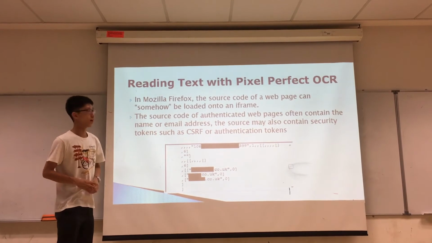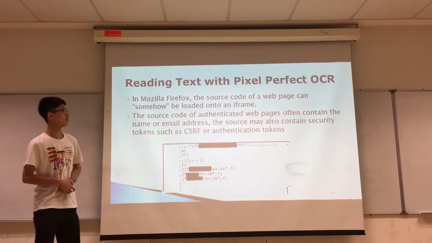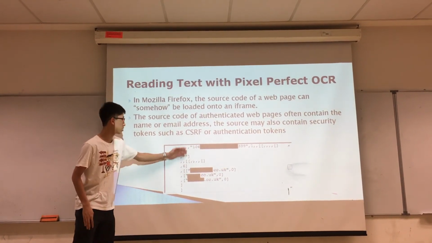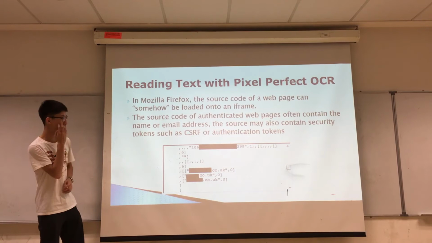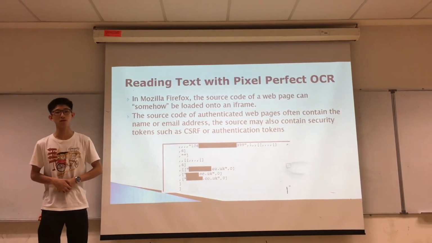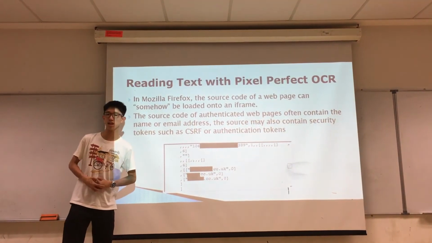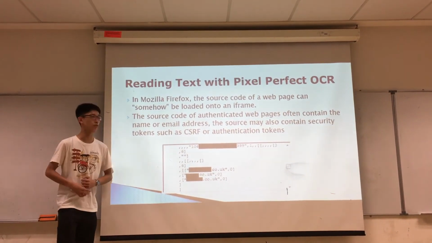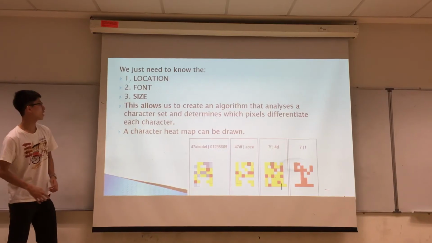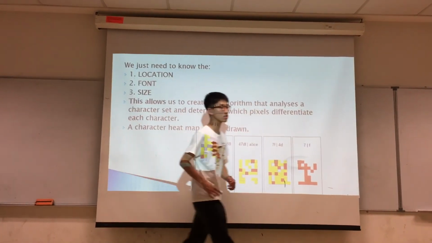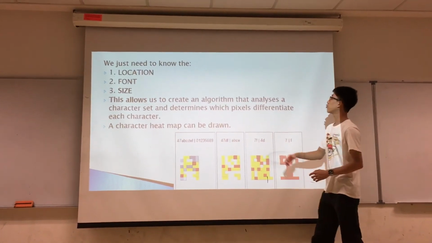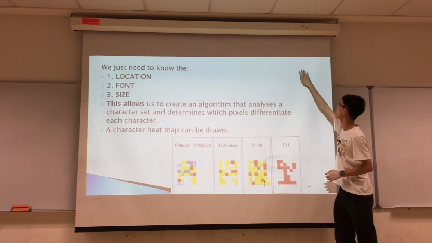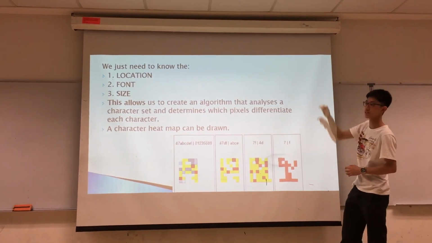Now, in Mozilla Firefox, the source code of a website can be loaded onto an iframe. So this is the iframe here, and here is the source code. The source code of a website will usually contain sensitive information like a user's username, password, email address, security certificates, or authentication tokens. By applying the filters earlier onto the source code inside the web browser, we will get something like a fast pixel, a slow pixel, and then a few more fast pixels.